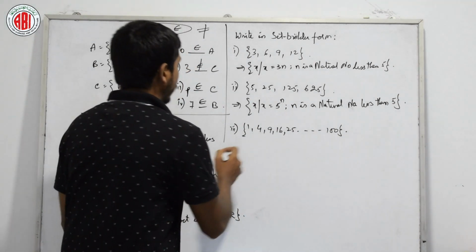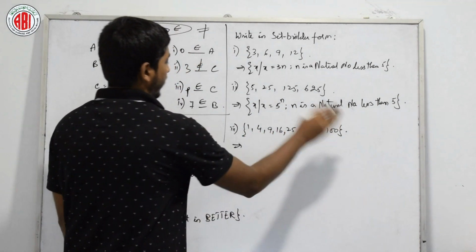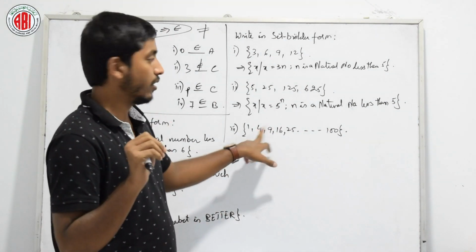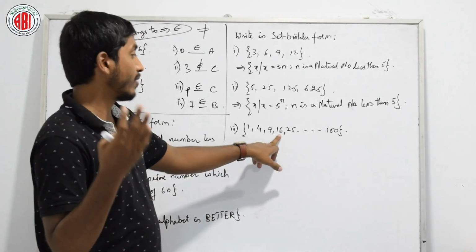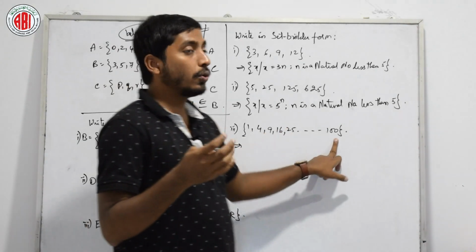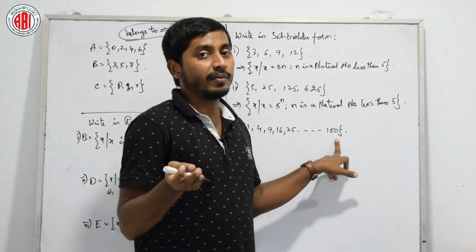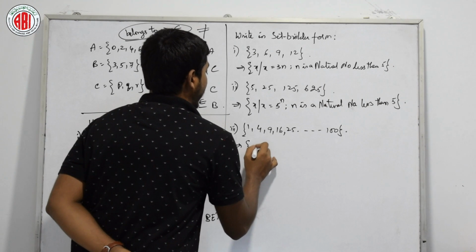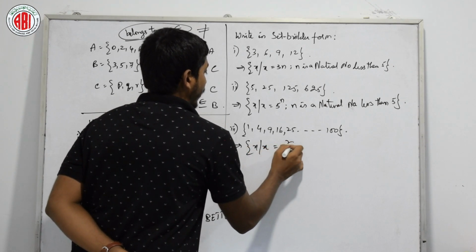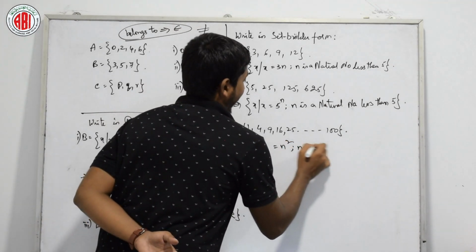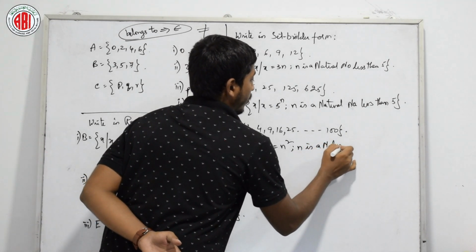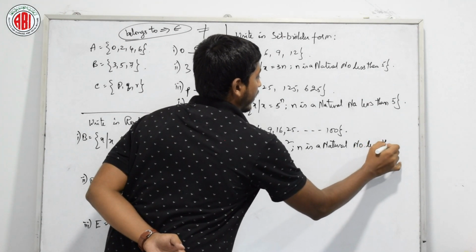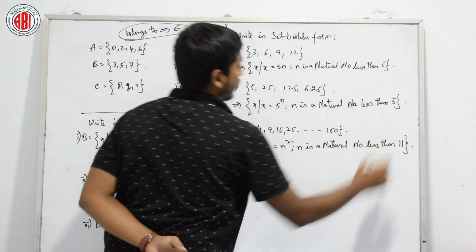Okay. The next is 1, 4, 9, 16, 25 up to 100. 1 square is 1, 2 square 4, 3 square 9, 4 square 16, 5 square 25 up to 100. 10 square will be 100. Therefore, I can write it as x such that x is equal to n square, where again n is a natural number less than 11.